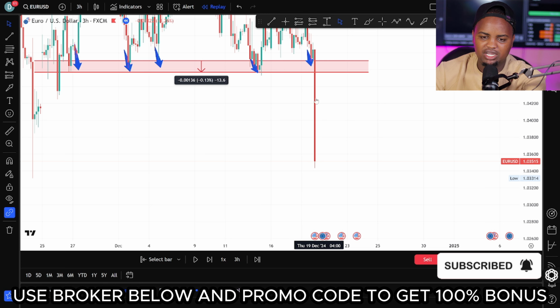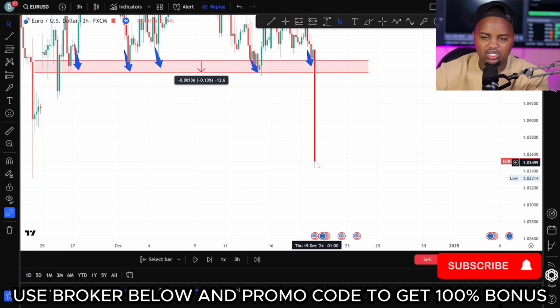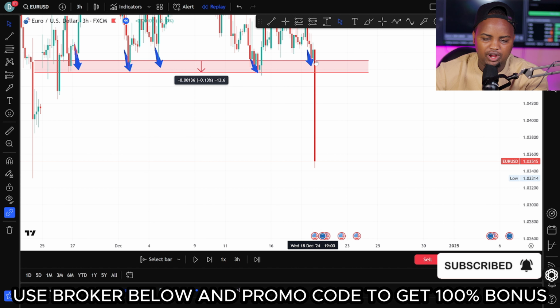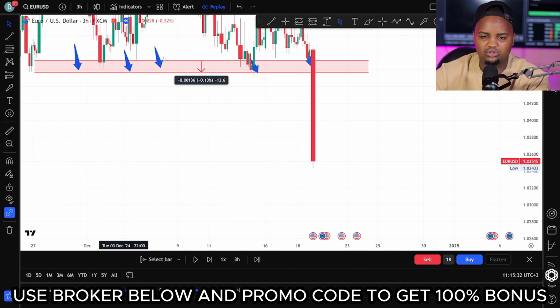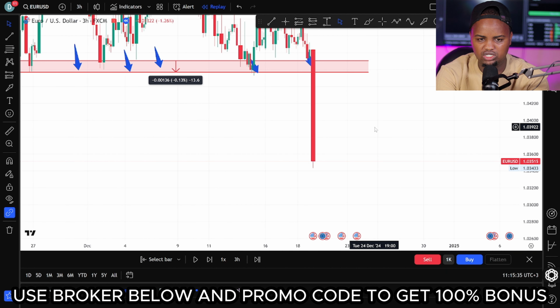So you can see this big candle where the price dropped on the EUR/USD from 1.048 all the way to 1.03. That's crazy. So we can identify how much volume this is by going to these candles and selecting the volume candle. This is going to give us clues on the amount of volume that has been placed on these candles.